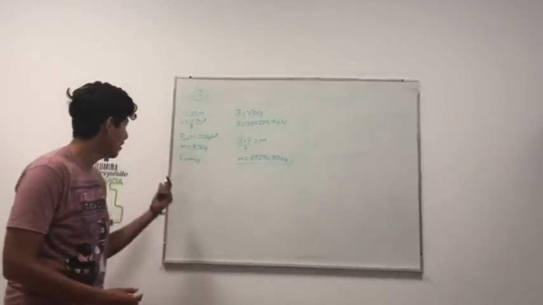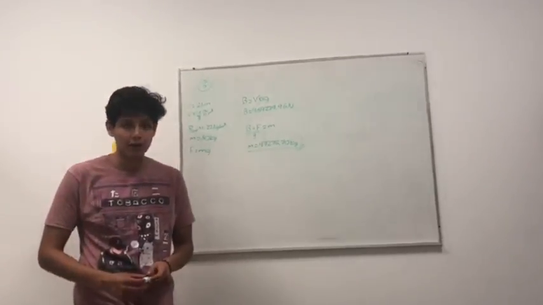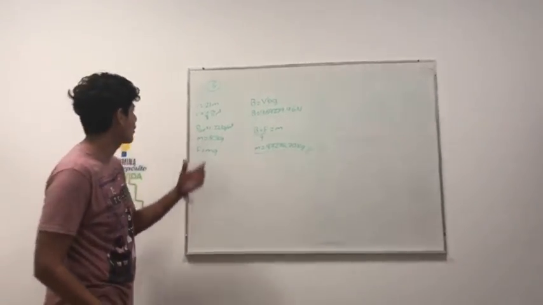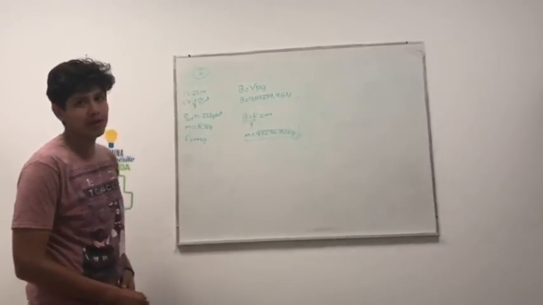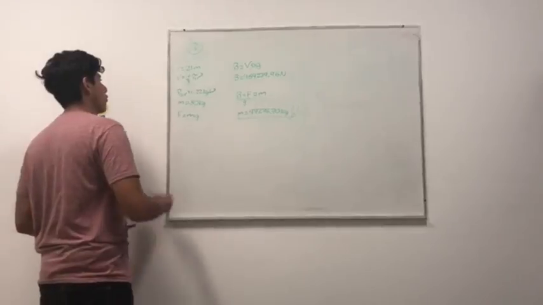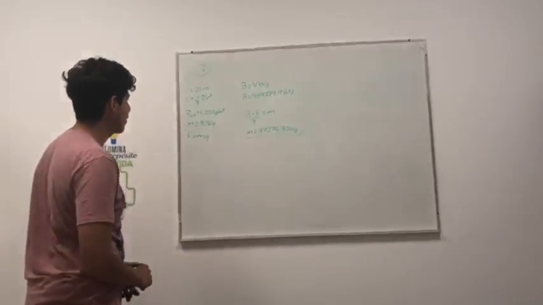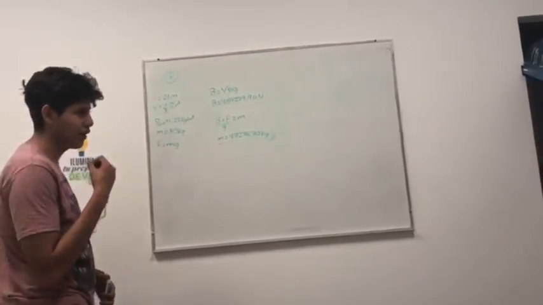For exercise number 6, they're giving us a sphere. Well, they're giving us a radius. So instead of being an area, it's going to be a volume. The formula is 4 over 3 times pi times the radius cubed.